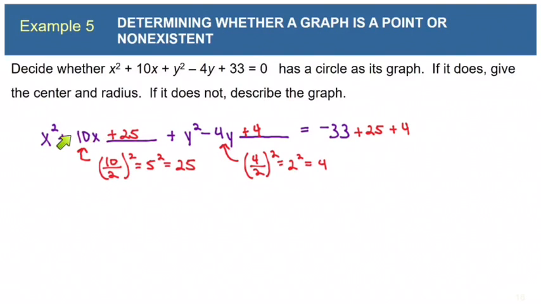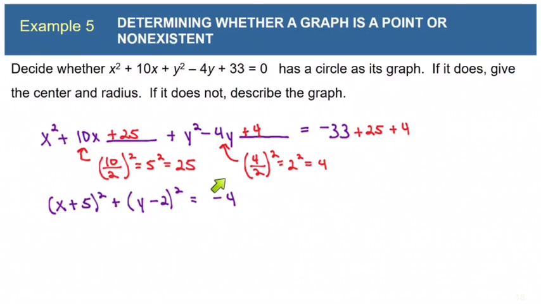Now, factoring the left, we're going to get x plus 5 all squared. And factoring the y's, we're going to get y minus 2 all squared. And on the right side, -33 plus 25 plus 4 is going to add up to -4.